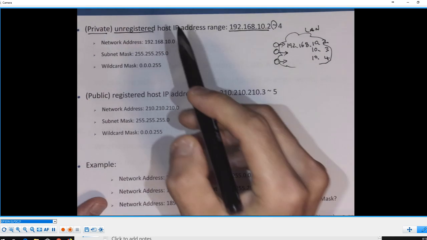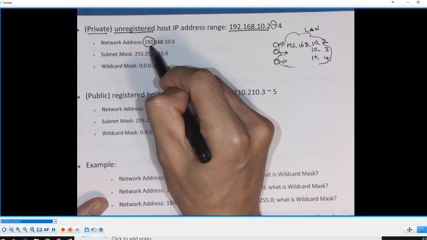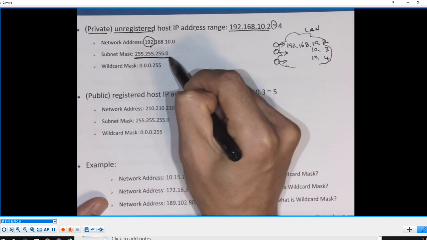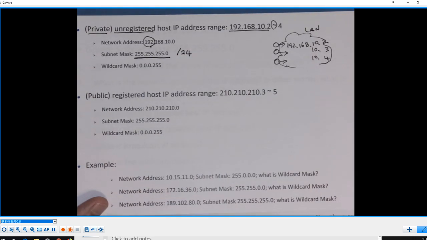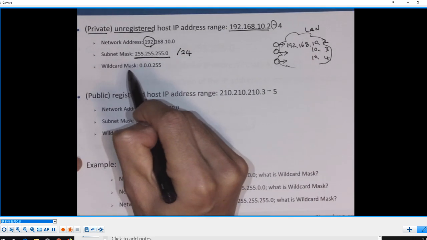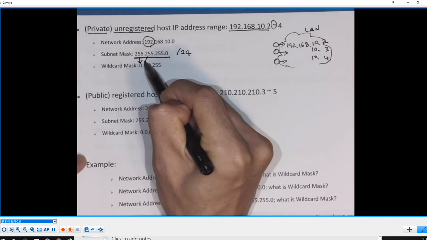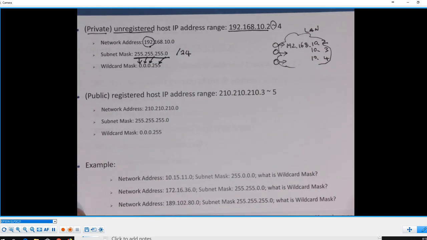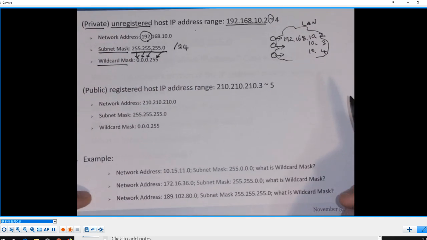Okay, so we know that this is a class C, and it's a private IP address. Since it's class C, we automatically know the subnet mask, which is /24. And then the wildcard mask is the exact opposite. So 0.0.0.255. The wildcard mask is the exact opposite of the subnet mask.